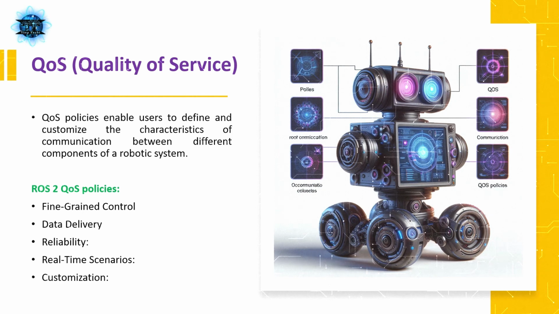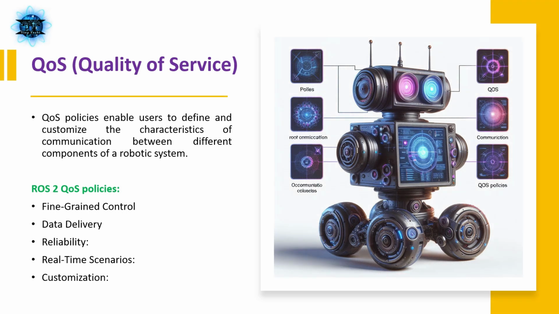And coming to the reliability, what is the reliability here is, this is about making sure messages between the robots don't get lost. You can set it up so that these robots are guaranteed to get the messages, which is super important in situations where missing a message could be a big problem.